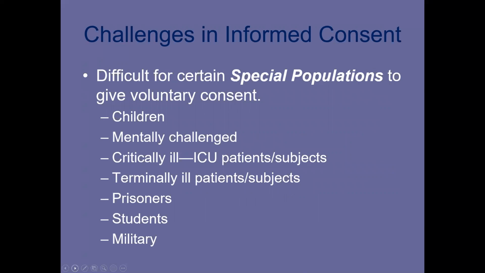Challenges in informed consent. It is difficult for certain special populations to give, if you will, a voluntary consent. I alluded to a few of these categories: children, the mentally challenged, and the critically ill, mainly in an ICU. Think about this for a minute. In an ICU setting, particularly with mechanically ventilated patients, many of them are sedated pretty heavily. So, really, it's their surrogate who can give approval or not.